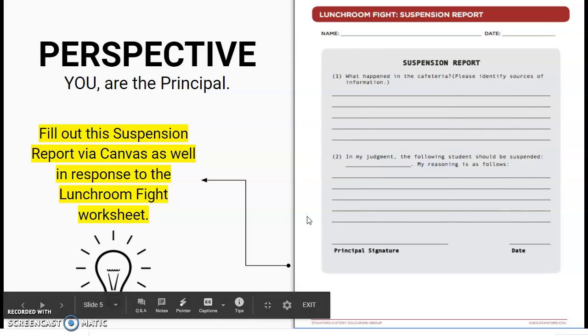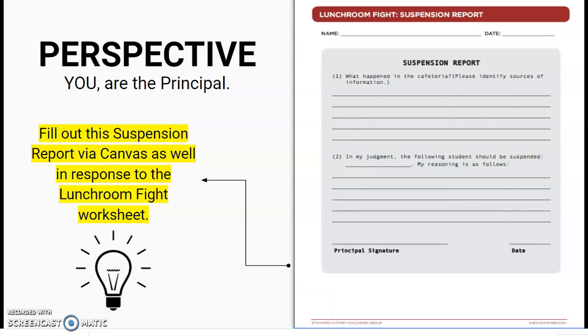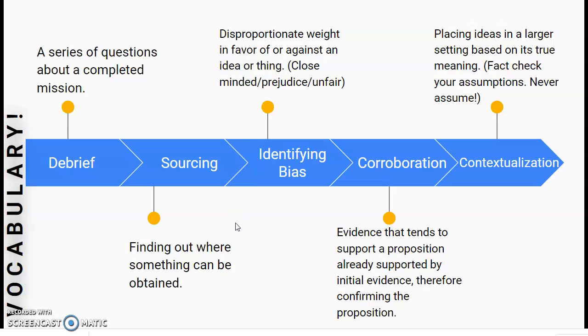Once you have done that, there is a section that tells you how to choose the punishment. The last perspective that is important is yours. You are now going to be the principal. You're going to fill out a suspension report via Canvas. It's already been supplied for you. But before you do that, there is another Google slide on that same page. Make sure you scroll down and look at the Google slide, because that's where your vocabulary words will be.